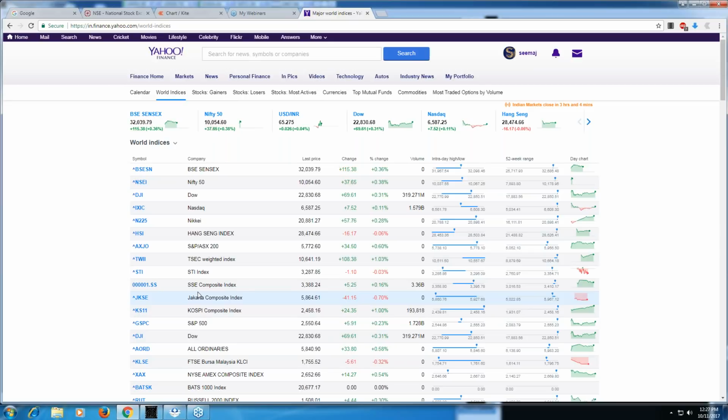I have it on my phone as well. I have a Money Control app on my phone where I see the world indices. NSE, FTSE is about to open, or has it opened? No, it's yet to open. So this is what I check.